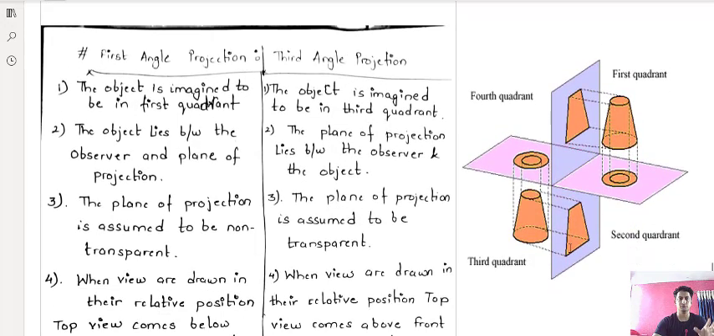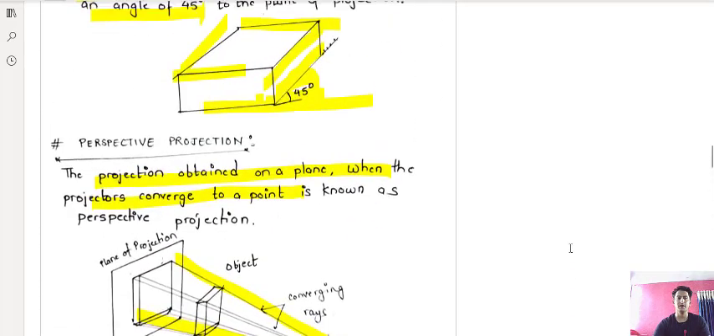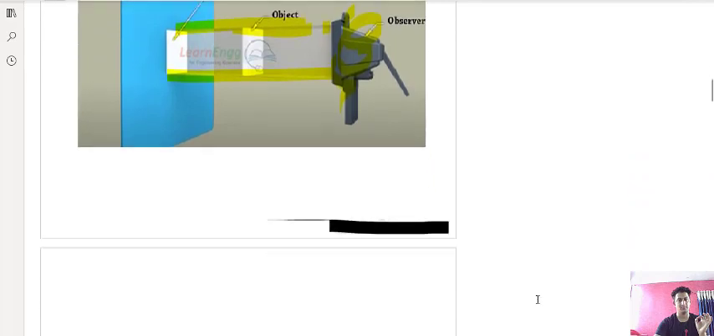Now we come to the most important part, that is first angle projection and third angle projection. That is part of multi-view. Multi-view has two parts, first angle projection and third angle projection. Why are we saying multi-view? Because it is drawn on multiple planes, and axonometric is on a single plane. That is the difference between axonometric and multi-view. Axonometric is drawn in a single plane, multi-view is drawn in multiple planes.